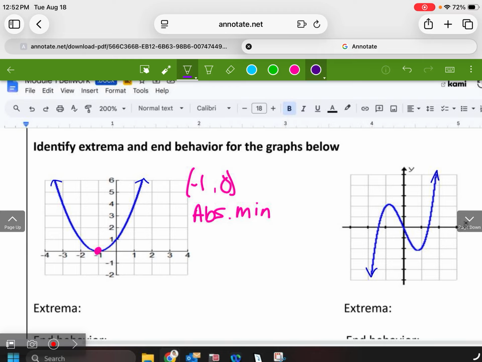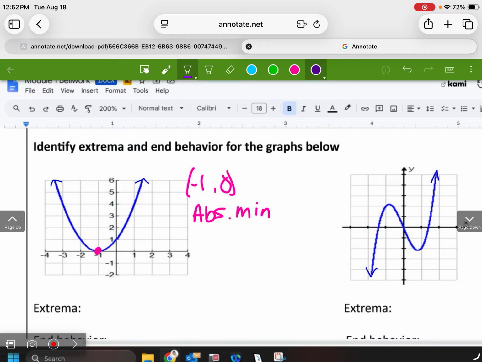Do we have any other extrema on this? On that one? My turn. All right. Oh, there was the same person. Darnell? In here? I think you just went to go try this. Cool. I'll hang it.